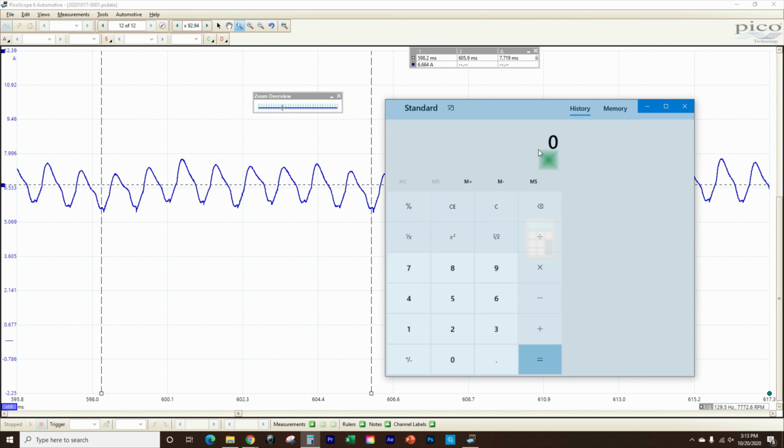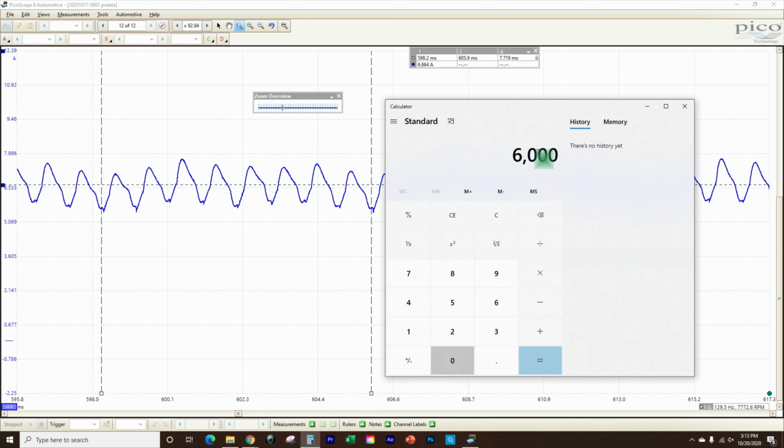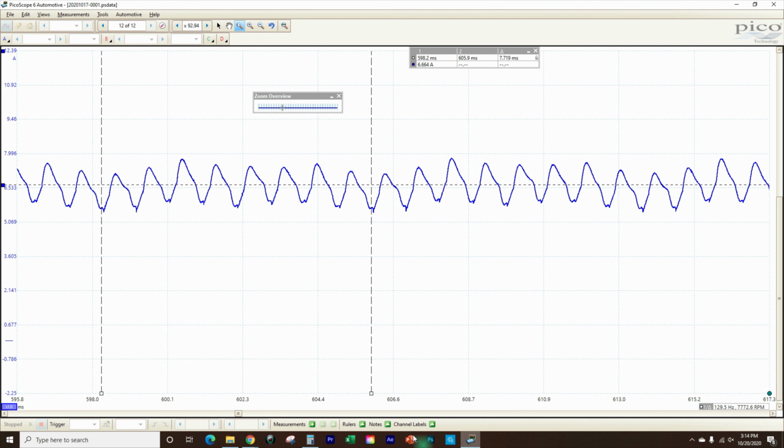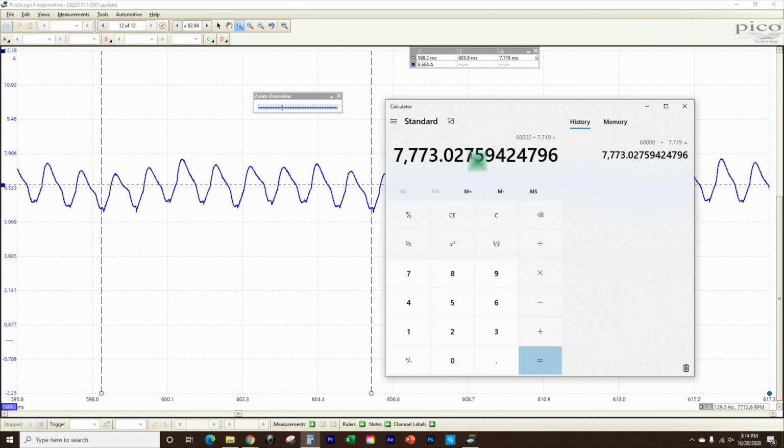So my calculation, I'm going to take 60,000 because that is the number of milliseconds in a minute. I'm going to divide that by my 7.719. That was this number up here. And that's going to give me 7,773 RPM.